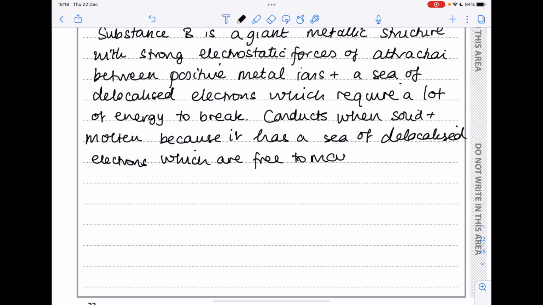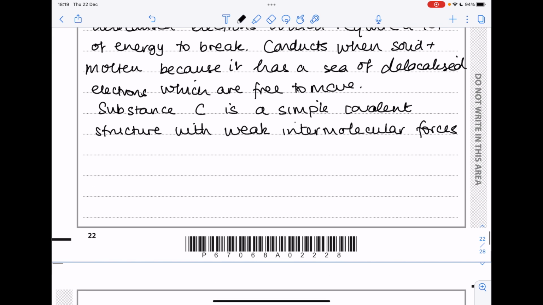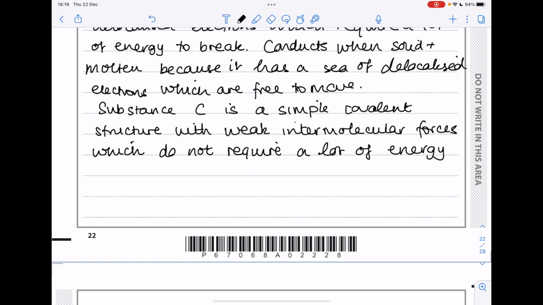And then finally, substance C is a simple covalent structure with weak intermolecular forces which do not require a lot of energy to break. And then why doesn't it conduct? Because it has no free ions or electrons.